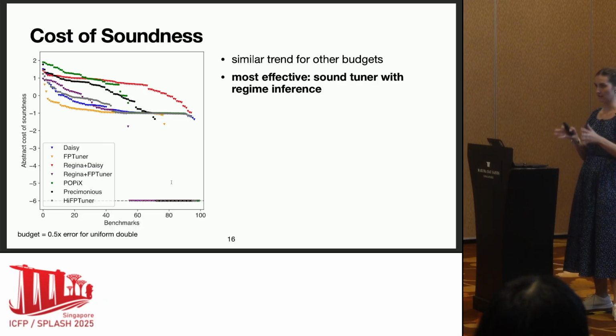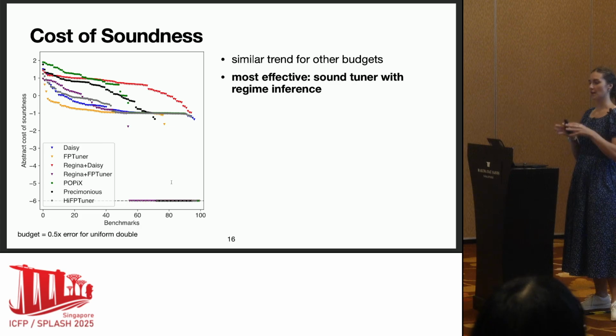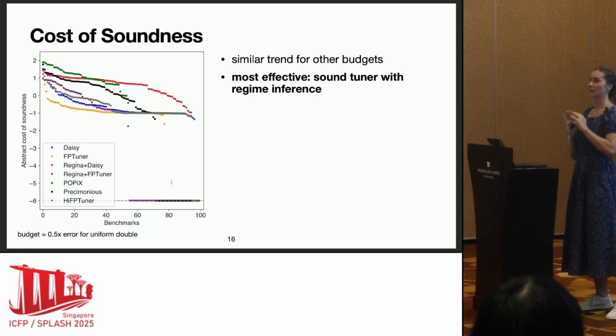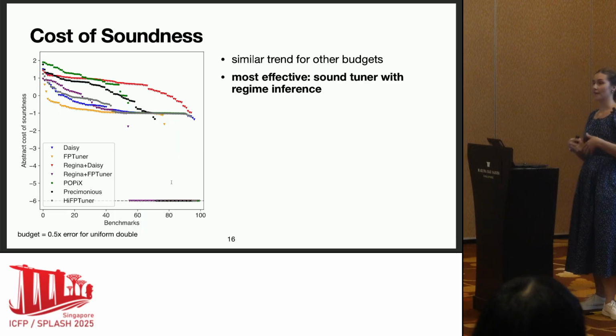What regime inference is, in a nutshell, is that it subdivides the input space for a program into multiple subdomains and optimizes each of these subdomains separately. So what this result tells us is that soundness does not inherently come with a cost. And if you enhance sound optimizers with additional algorithms like regime inference, you can, without sacrificing accuracy guarantees, also outperform dynamic tuners.